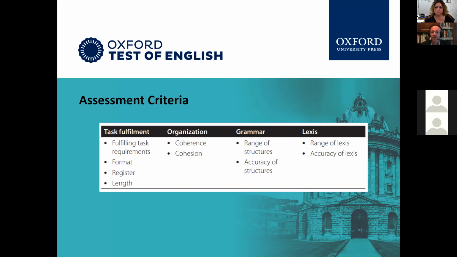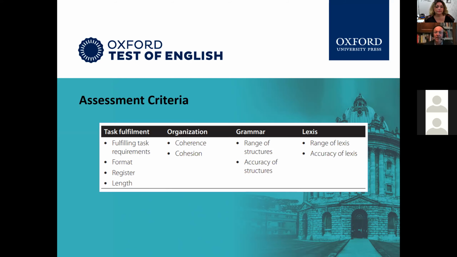The next thing we're looking for is organization. This is the coherence and the cohesion. So do all the little bits and pieces fit together? Does it make sense? And does it fit in something big? So that when I read it, it feels natural, it feels good, it feels correct.